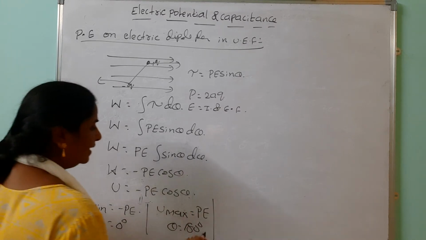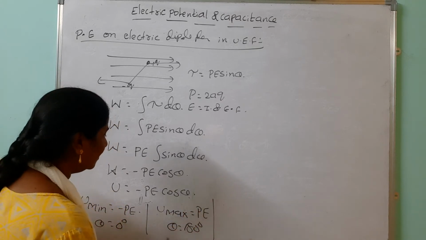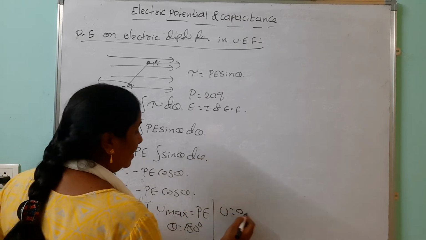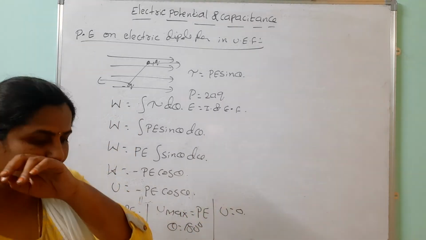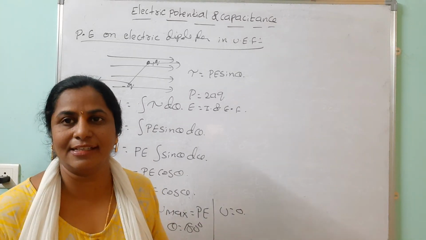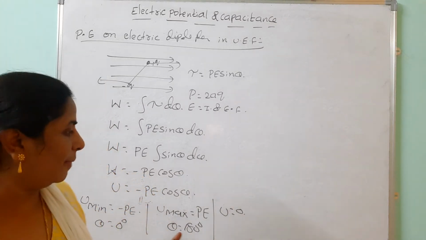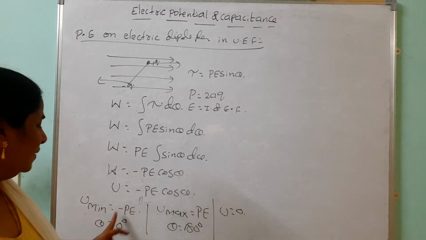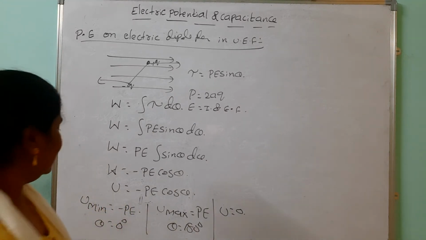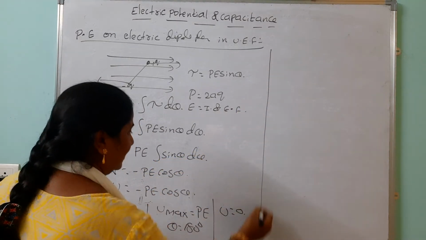Suppose it is 90 degrees, what are we getting? Cos 90 equals 0, U equals 0. Generally, we can say that maximum and minimum are for 0 and 90 degrees, but here you should observe that maximum is for 180 degrees and minimum is for 0 degrees. This is about the potential energy.